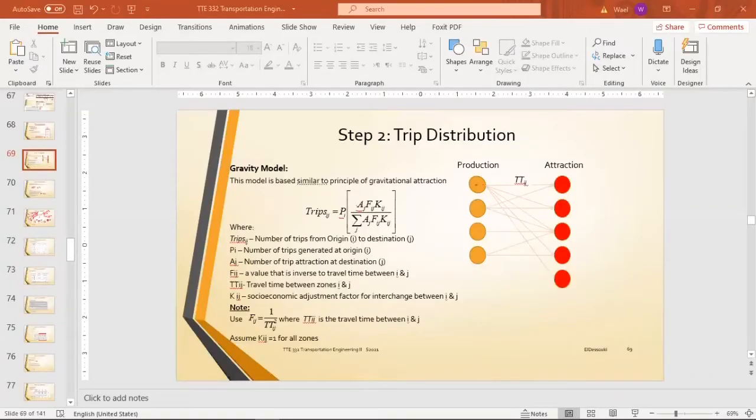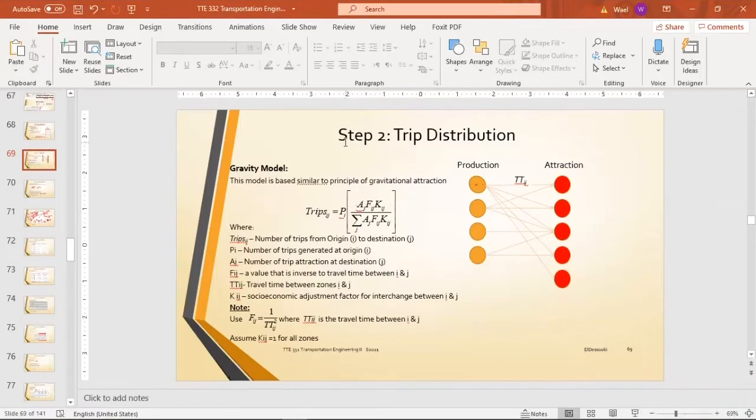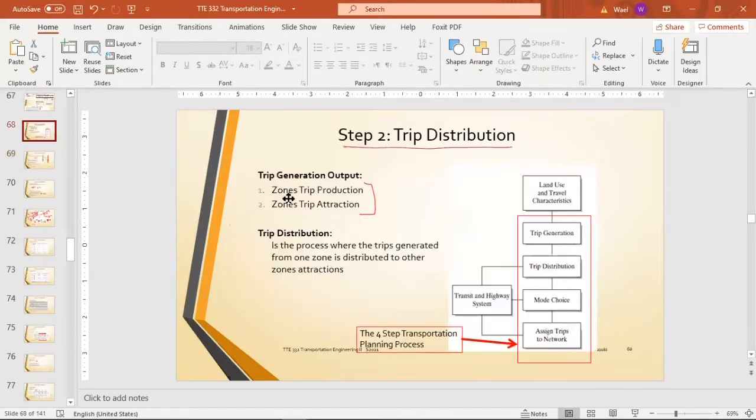Okay, today we are going to continue on step 2, which is basically the trip distribution. So, what is trip distribution? Trip distribution is the second step in the transportation four-step planning process. It comes right after the trip generation.